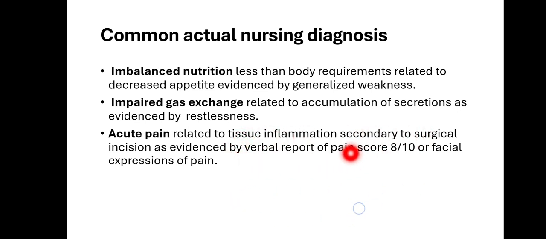And then maybe you are walking by this bed and you look at the patient, and they are giving a facial expression of pain. You ask them about the pain. They said the pain is severe, it's 8 out of 10. Then you find out that they have a surgical incision. Then you realize, oh, so they are in acute pain related to tissue inflammation secondary to surgical incision, as evidenced by verbal report of pain score 8 out of 10, or facial expressions of pain. You can easily see that someone is having some kind of pain.